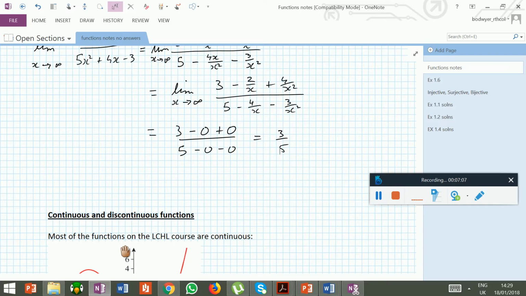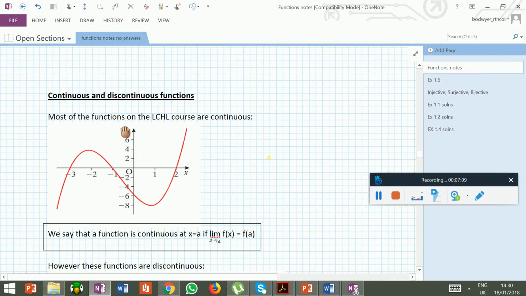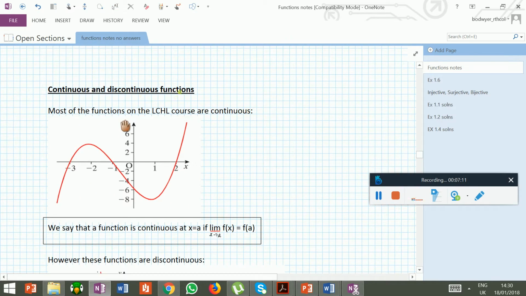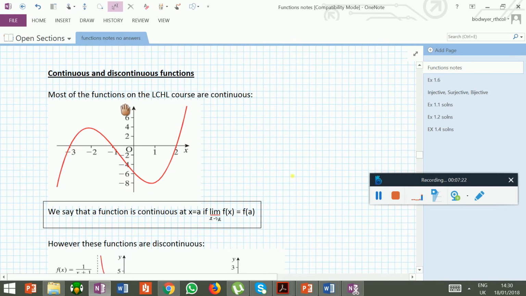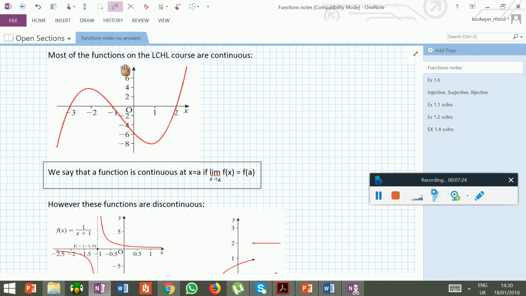Okay, moving along, we're just looking at what we call continuous and discontinuous functions. Now, a continuous function is one that you can put your pen on the page and draw, and you don't have to take your pen up at all until you get to the end of the function. That's what we call a continuous function. And again, if you want to put it in more complex maths language, you can say that as x tends to some value a, it's continuous.